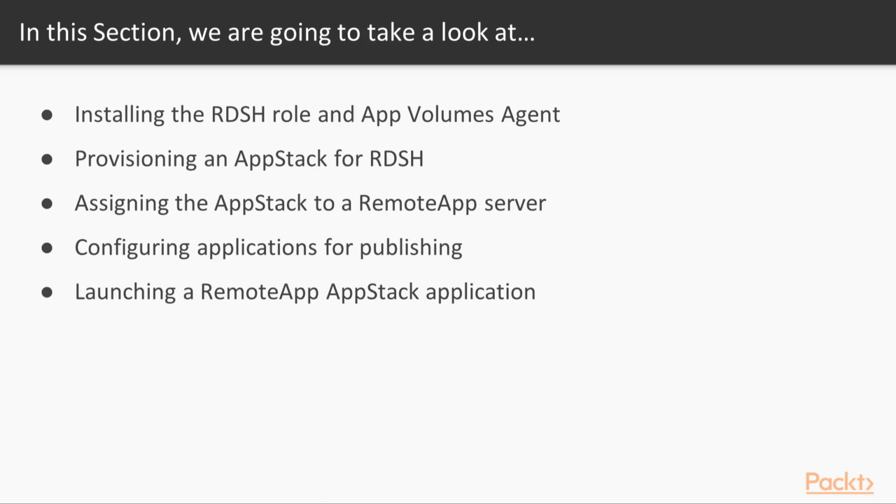Next, we're going to provision applications using the newly created RDSH server. Once captured and provisioned, we will then assign the AppStack to another production-ready RDSH server in the example lab environment, where we will complete the RDSH configuration by selecting the applications from the AppStack that we want to give to our end users. Finally, we will log into the desktop and test that we can launch an application as an end user using the App Volumes layered application.